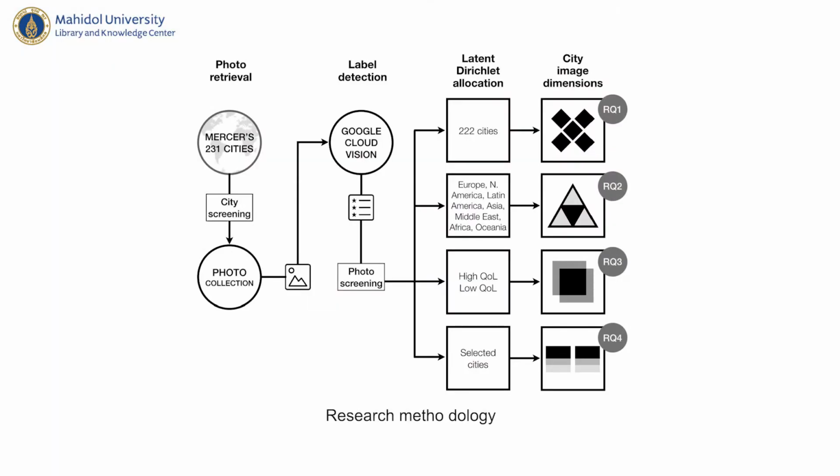However, the next step can be hard. So we introduced a technique that uses a machine learning algorithm called latent Dirichlet allocation, which is a textual analysis, to analyze the labels of all these photos of the cities in order to group them into city image dimensions that we can use to analyze all the major cities in the world.